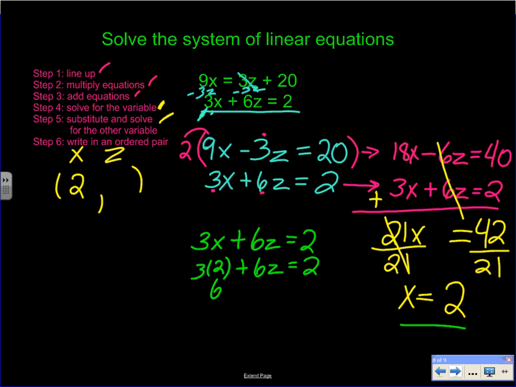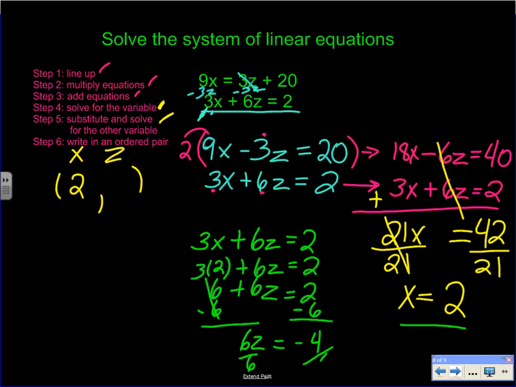3 times 2 is 6. And we have to get z by itself, so we're going to subtract 6. Those cancel. We're left with a positive 6z, and 2 minus 6 is negative 4. Divide each side by 6. So z is equal to, this reduces to a negative 2/3. 2 goes into both of those numbers. 2 goes into 4 twice, and 2 goes into 6 3 times.